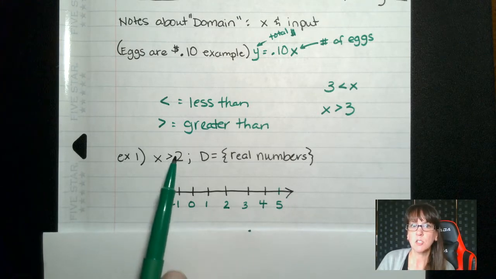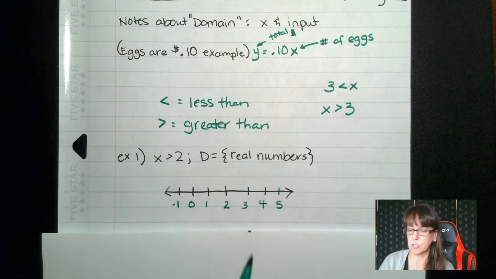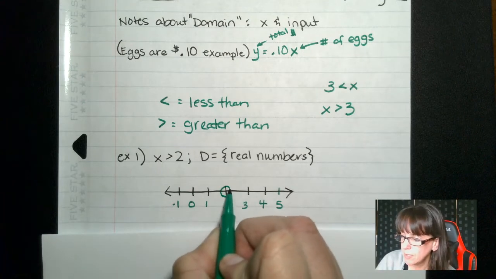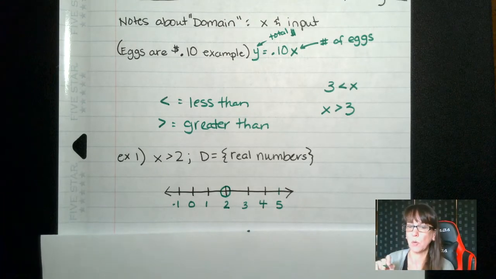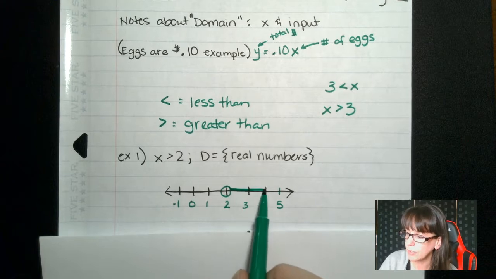So if x is greater than 2, it does not equal 2. So we want to keep it open. We're going to do an open circle because it does not equal. We're saying, hey, it can't be 2, but it can be 2.000001, right? So it can be everything greater than 2.